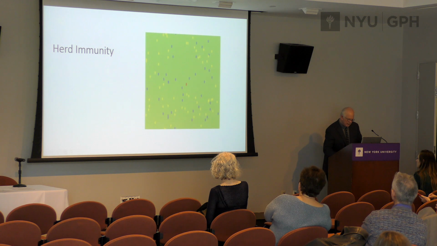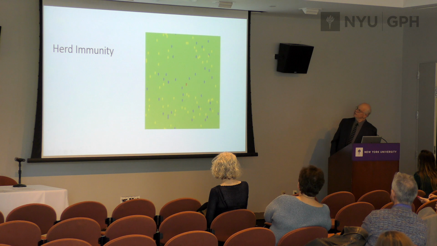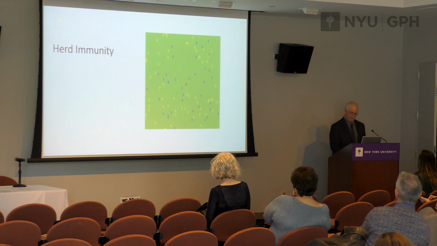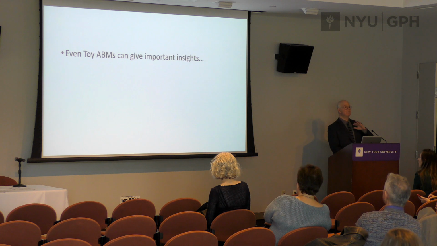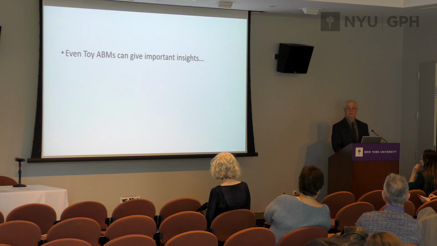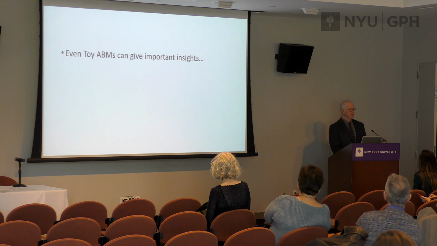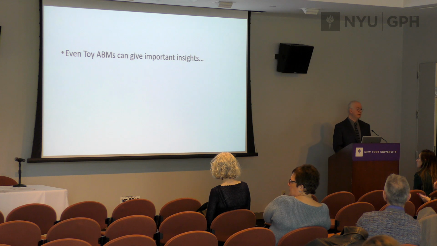And in the end, there's secondary protection. There are some blue kids who survive because they get secondary protection from the yellow kids. And this is herd immunity, all right? This is all very elementary, but they're insights that you get from even toy agent-based models. Even the toy agent-based model alerts you to these deep, important, fundamental phenomena in epidemiology.